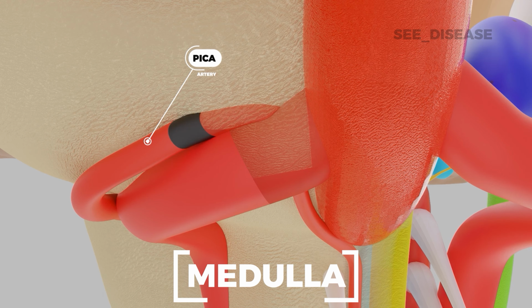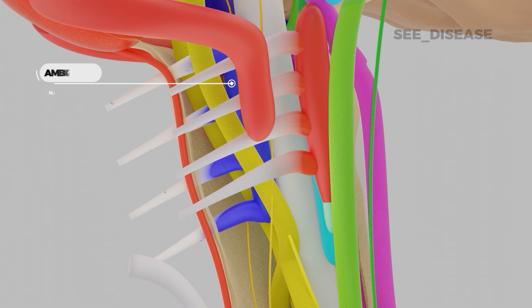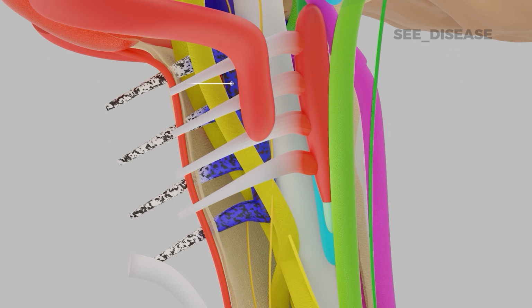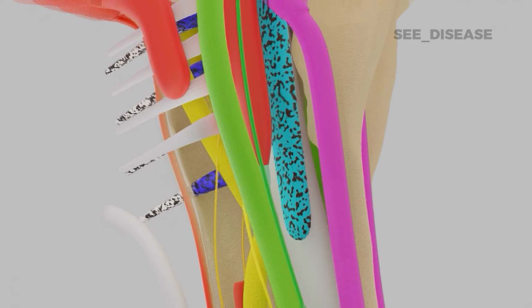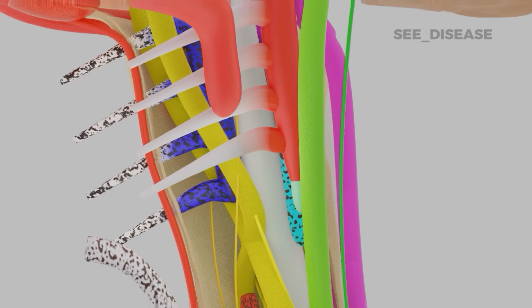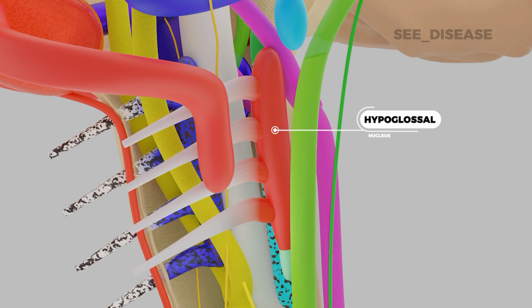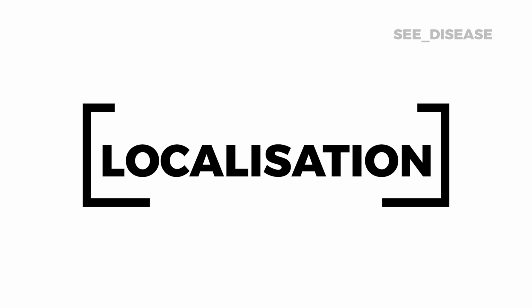If you come to the medulla, the posterior inferior cerebellar artery or anterior spinal artery is involved. The nucleus ambiguus, the glossopharyngeal nucleus is affected, vagus is affected, spinal accessory is affected, and also the 12th nucleus, the hypoglossal. And also other tracts like spinocerebellar, spinothalamic, etc. are also affected. Now we'll come to the localization part.